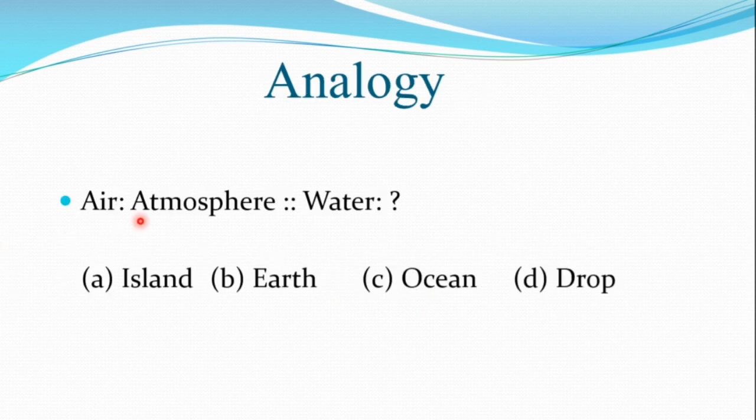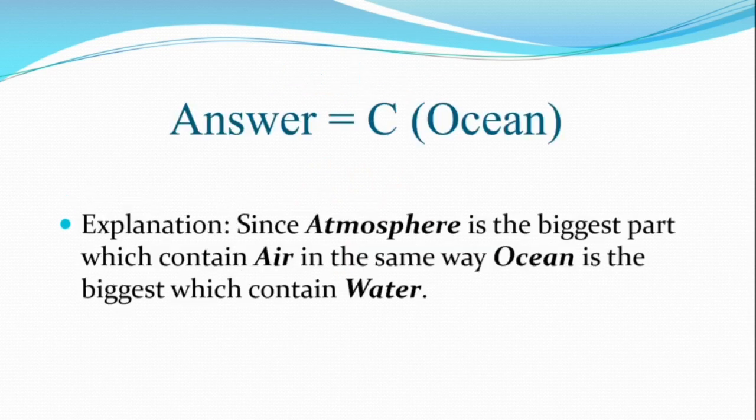Air, atmosphere, water, question mark. Option A, island, B, earth, C, ocean, D, drop. Okay, the correct answer for this question is option C, ocean. Since the atmosphere is the biggest part which contains air, in the same way, the ocean is the biggest which contains water.